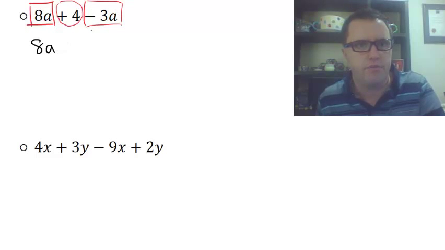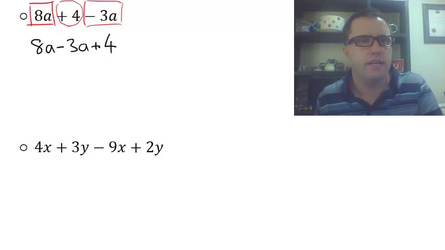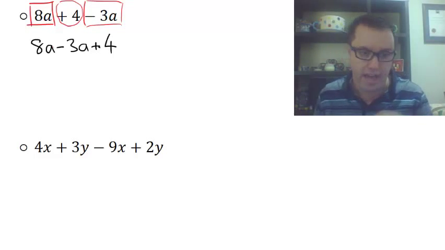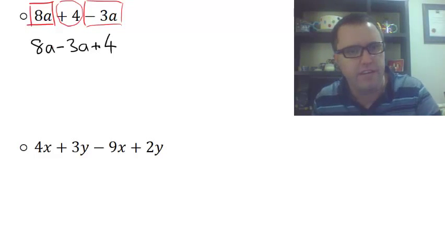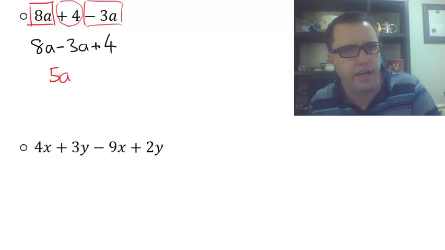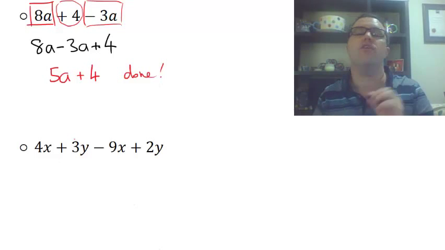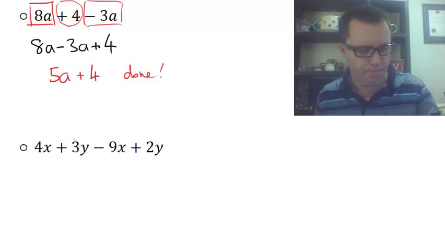8a, move this other A with it, minus 3a, plus 4. Right, here this time I've got a subtraction. If I have 8 lots of A and I take away 3 lots of A, had 8, take away 3, I'm left with 5 lots of A plus 4. And again, we are done. Okay, because 5a and 4 are not like terms. We cannot go any further.